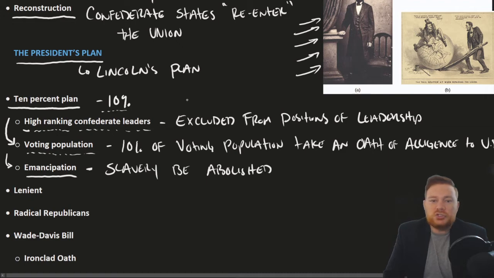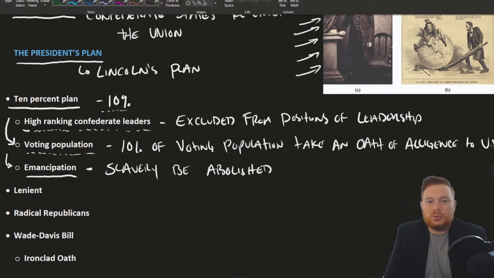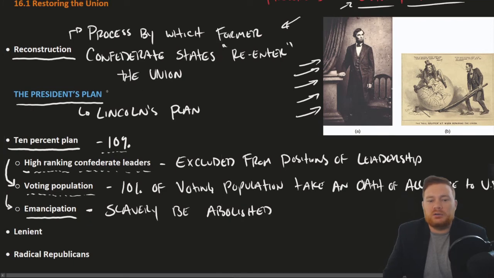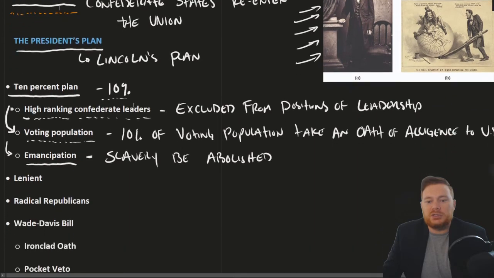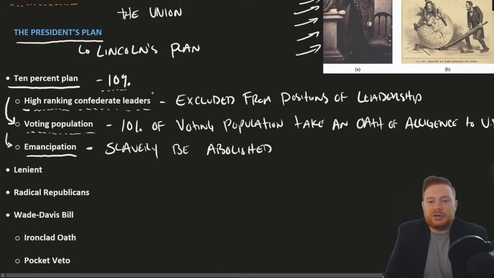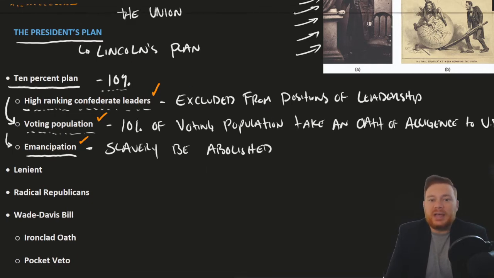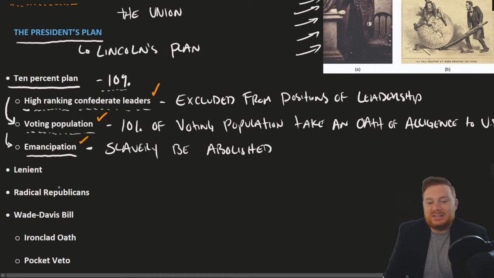And for the most part, in short, again, we're going to think about Reconstruction as being the process by which former Confederate states re-enter the Union. If high-ranking leaders are excluded, if 10% of the population takes an oath of allegiance to the United States, and if that state writes into its constitution that slavery is abolished, that would be good enough for President Lincoln to let that state back in the Union, right? In general, we would consider Lincoln's plan to be very lenient. That is, it wasn't very harsh, right?